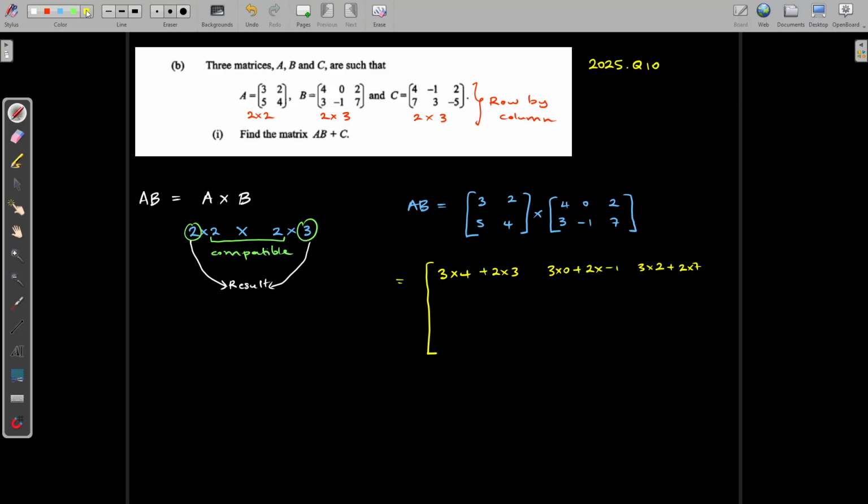So is that clear? Yes, sir. So what would give us the second set of elements down here? The other row with the other column. So tell me now how it goes. So 5 times 4 plus 4 times 3. 5 times 0 plus 4 times negative 1. 5 times 2 plus 4 multiplied by 7.